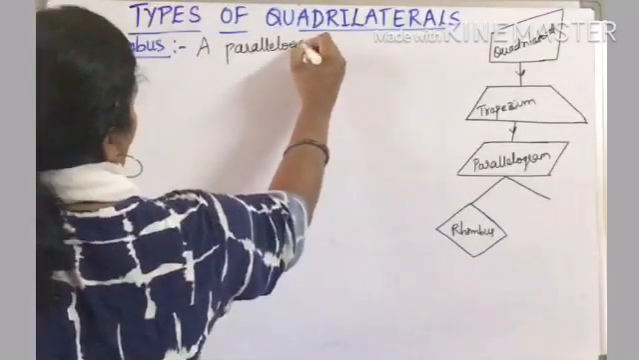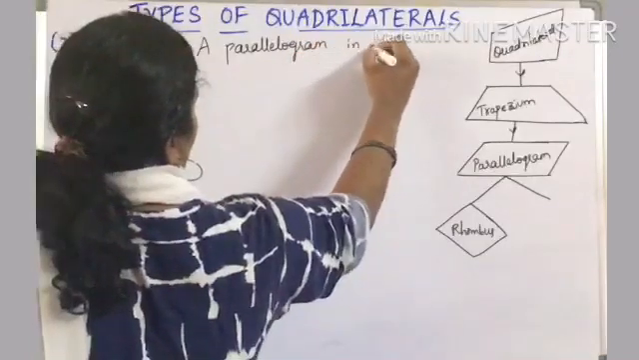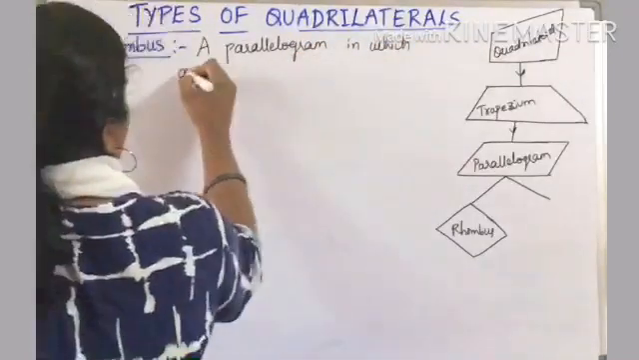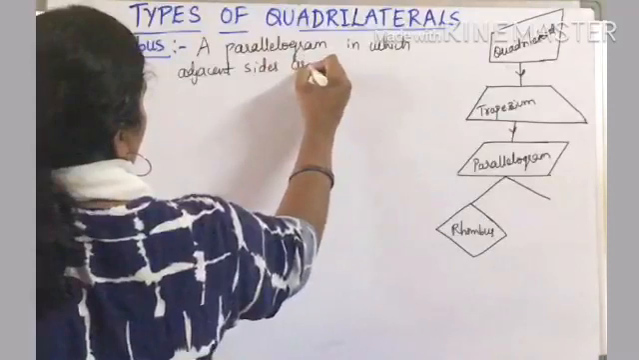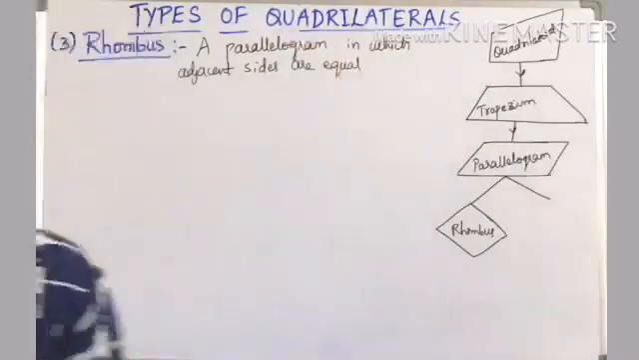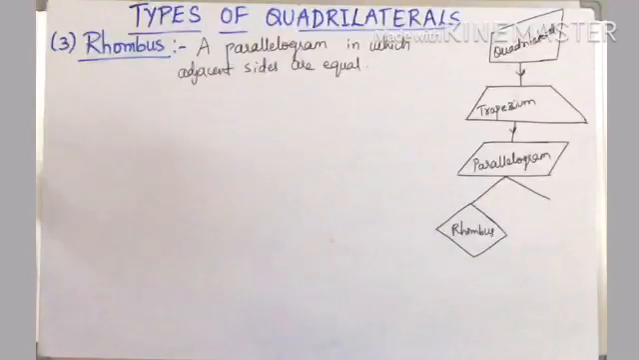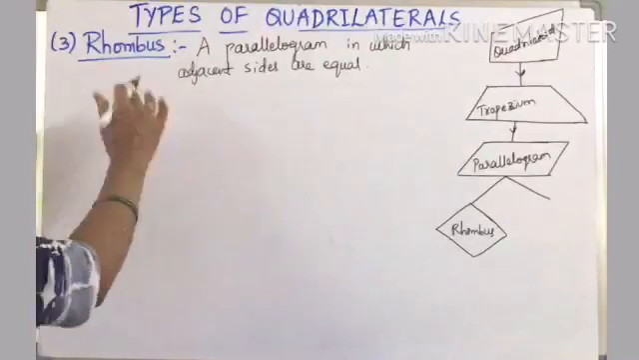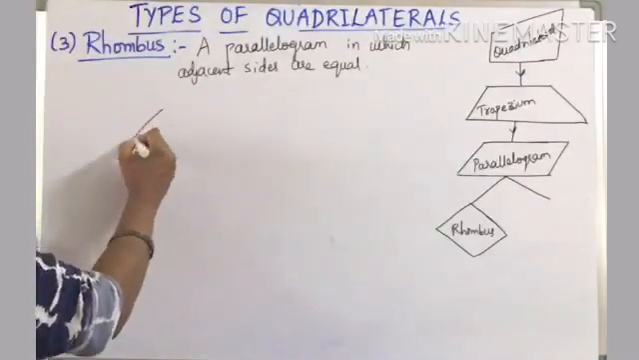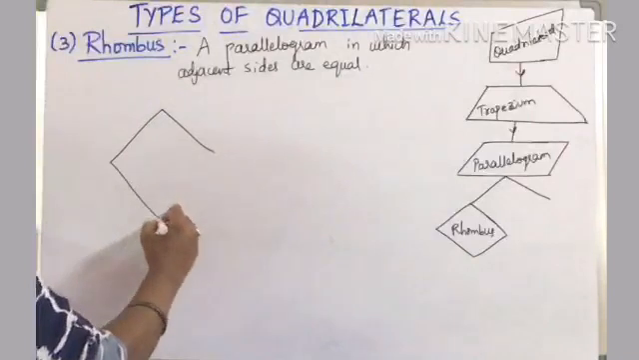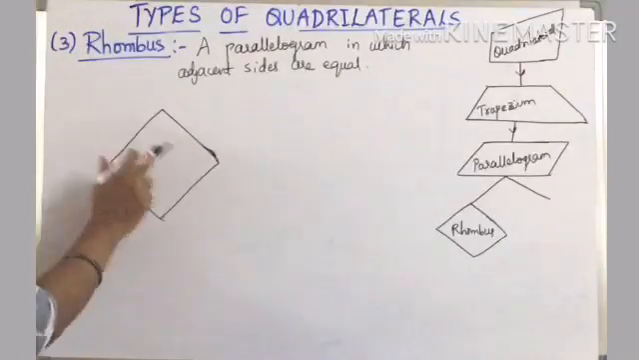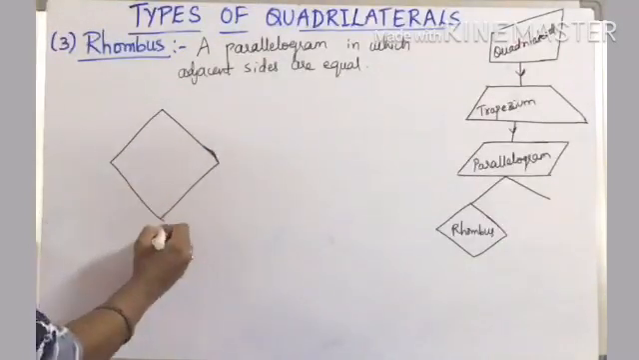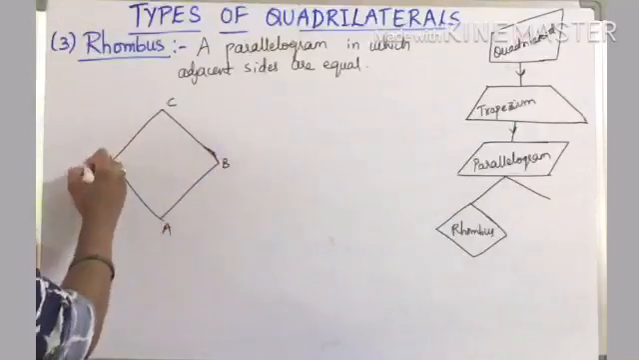A parallelogram in which adjacent sides are equal. Means it is like parallelogram only, but in parallelogram opposite sides are equal. In rhombus its adjacent sides are equal. Means the shape of a parallelogram will be like this. See, this side is parallel to this side, and this side is parallel to this side. Now suppose it is A, B, C, D.